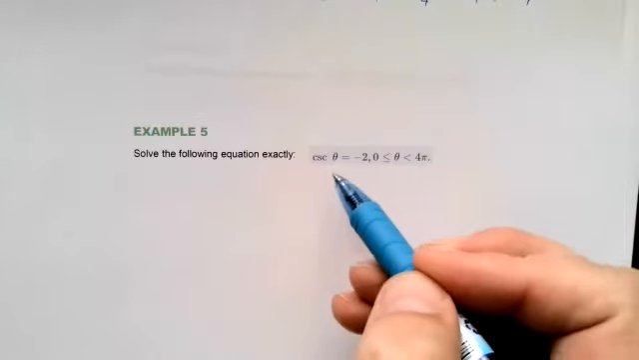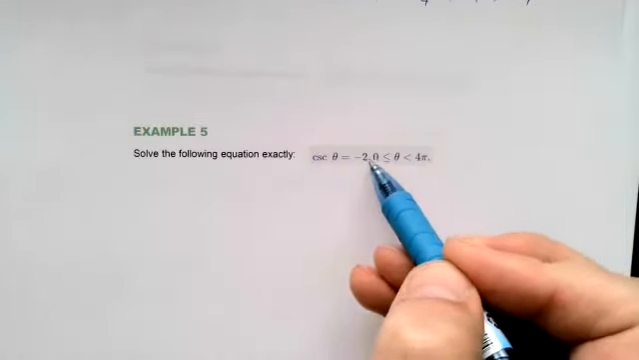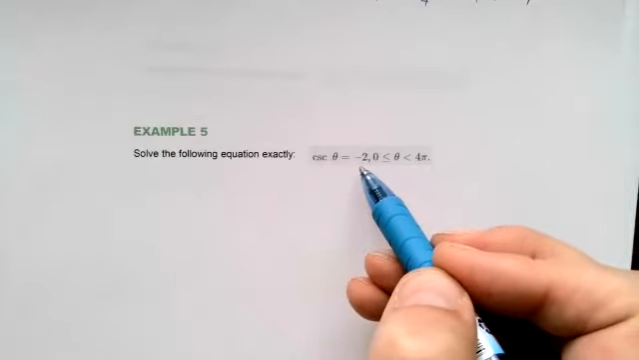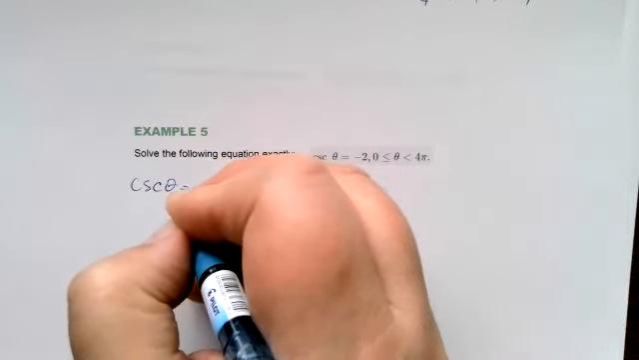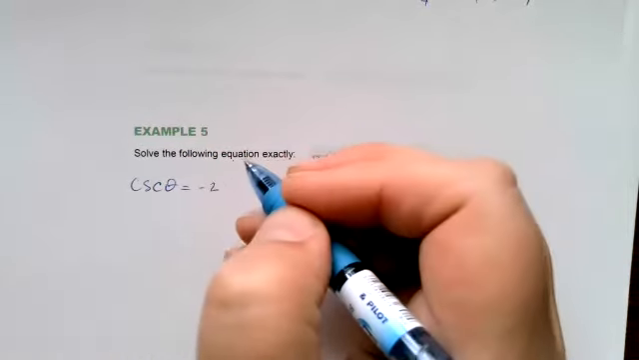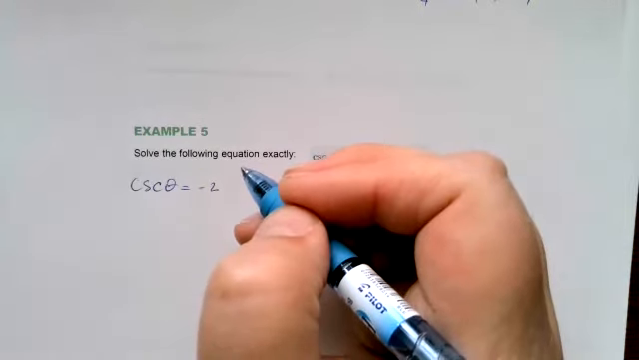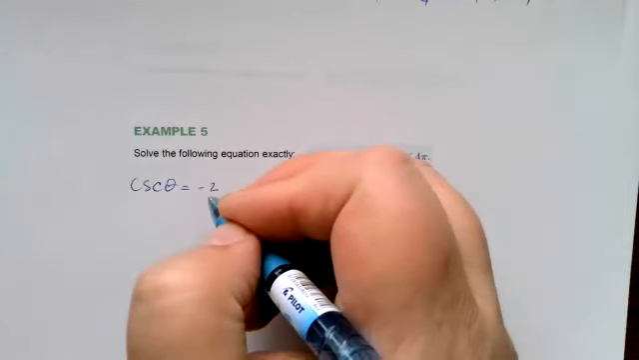In our next example, we have cosecant theta equals -2. And they want us to find the solutions in the interval from 0 to 4 pi. So 2 circles around. Okay, so we know this trig function is already isolated. So what are we going to do about it?